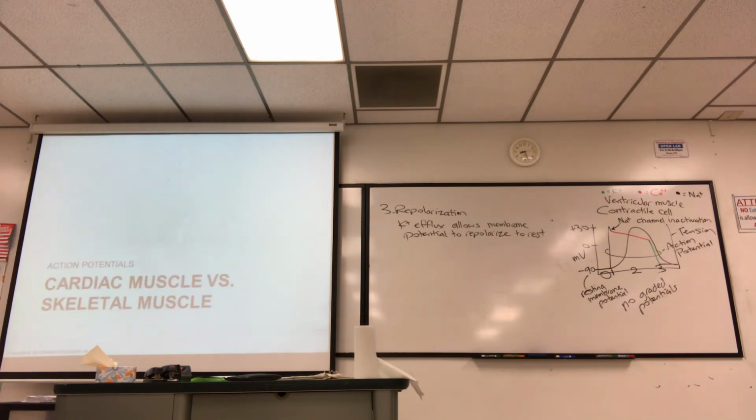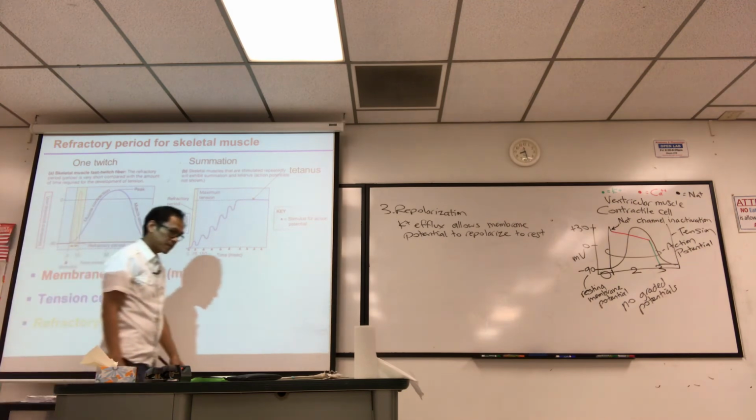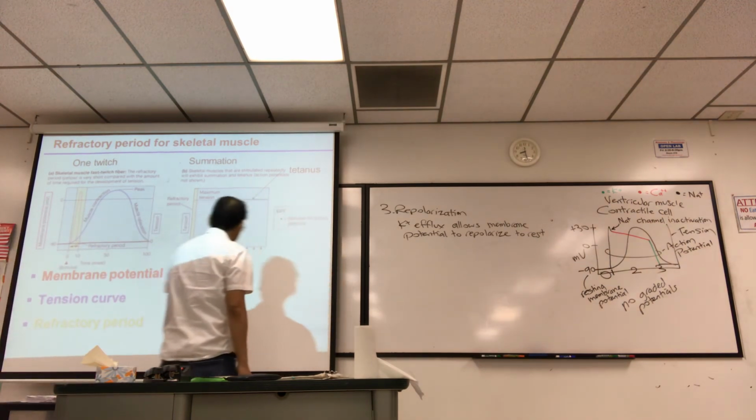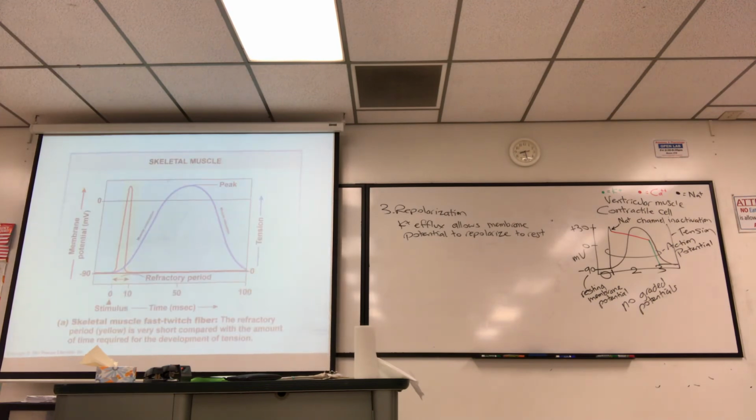If you compare cardiac to skeletal muscle, the two muscles will behave in very different ways. When you study the cardiac muscle, we looked at pictures like this. Let's look at the first graph on the left. One twitch. And I have what you should pay attention to, the membrane potential, the tension curve, and the refractory period. For these data slides, the action potential is really quick in skeletal muscle. Okay?